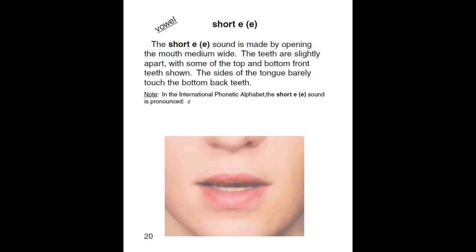Short E. Eh. The short E sound is made by opening the mouth medium wide. The teeth are slightly apart, with some of the top and bottom front teeth shown. The sides of the tongue barely touch the bottom back teeth. Eh.